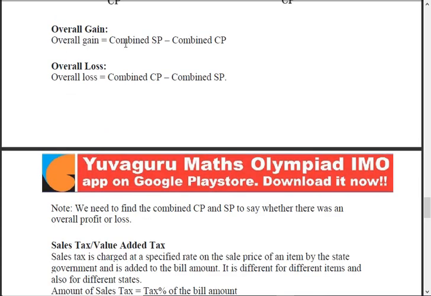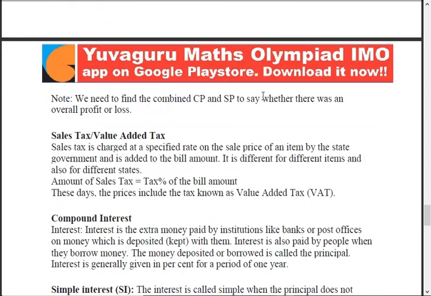Overall gain equals combined selling price minus combined cost price. Combined means what? Selling price plus the overhead expenses. Similarly over here, cost price plus the overhead expenses. Overall loss, same logic. Overall loss equals combined CP minus combined SP, right?